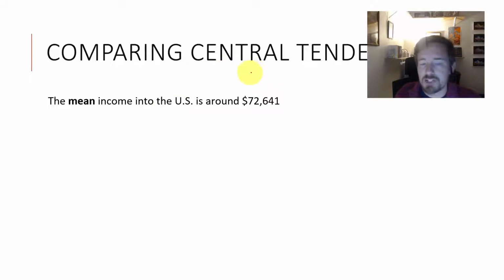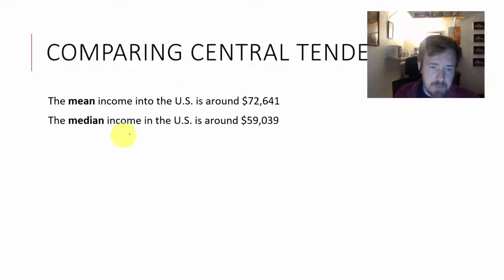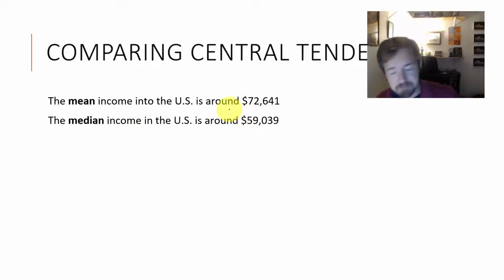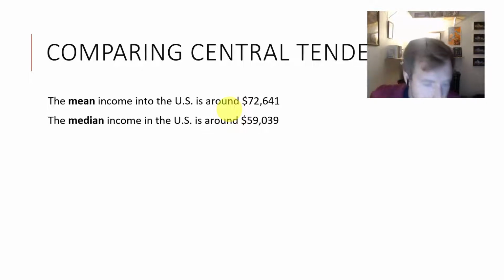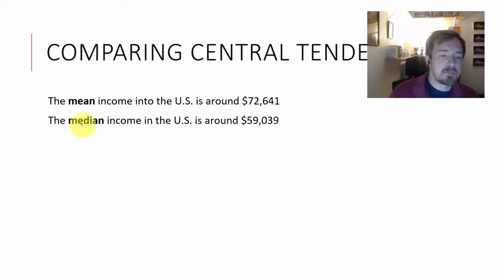So we might compare central tendency values. For example, if we're talking about U.S. income, these values reflect, I believe, where I pulled this from, pre-inflation values, so take it with a grain of salt. But the mean income in the U.S. is about $72,000. The median income is $59,000.